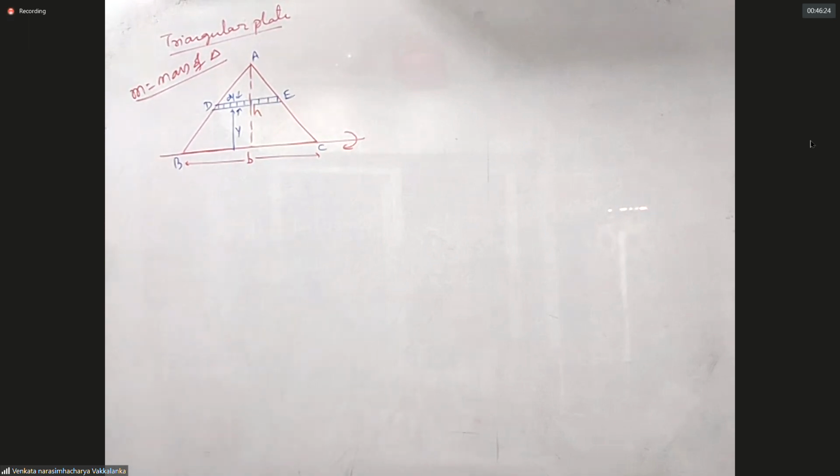Sir, is it an equilateral triangle or anything? No, a normal triangle. We don't know if it is isosceles or equilateral or anything. So answer only in terms of h, right? Answer only in terms of h.